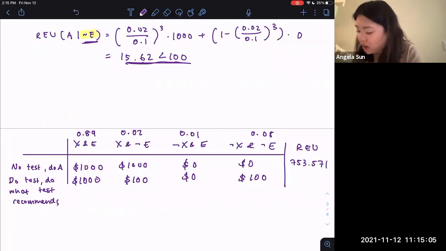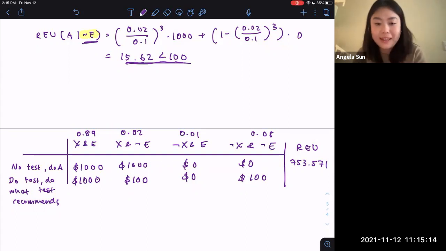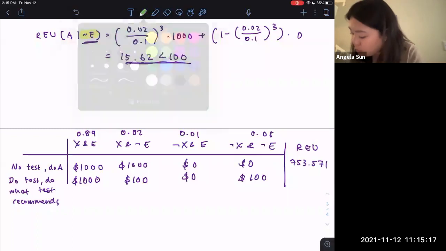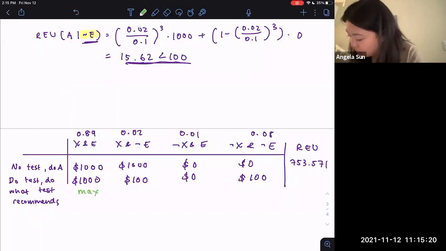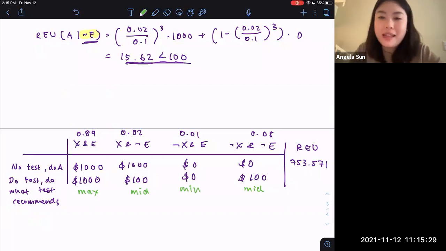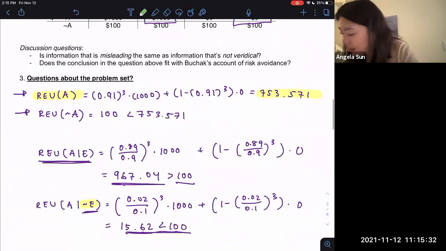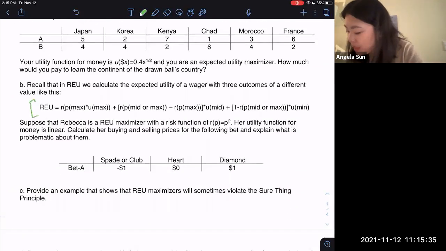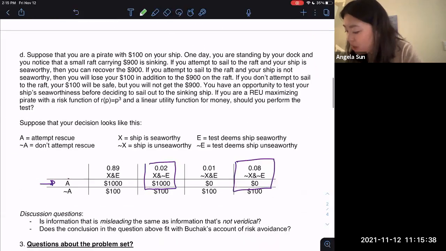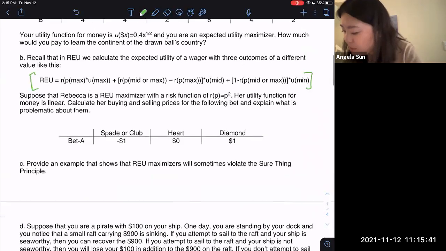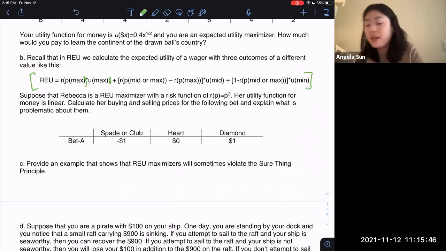And now we want to calculate the REU of doing the test and then doing whatever the test recommends. So this is just going to be another simple case of calculating REU. This is a case where we have three possible outcomes. 1,000 is our max, 100 is our mid, and 0 is our min. And the three outcome formula is that really long one. It's like this one up here. So you should have it on hand. There was a small typo on the handout, which I'm sorry about. There shouldn't be a parenthesis there. It should be another closed parenthesis there. But okay.